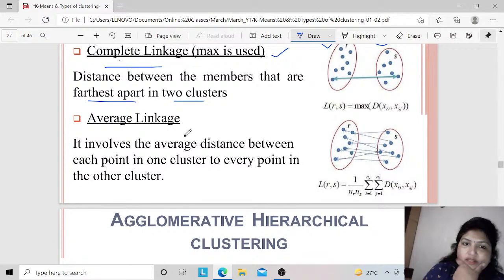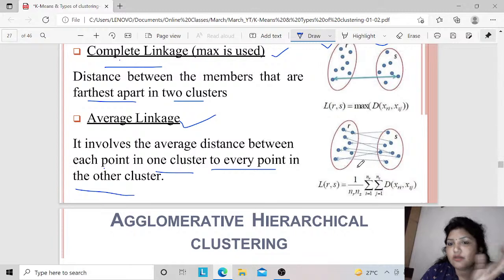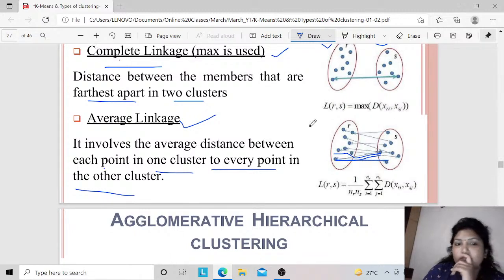And then another linkage would be the average method. It involves the average distance between each point in each cluster to every point in the other cluster. So we check the distance between the data points, and we calculate it with the other cluster also, like how this data point has a distance to this other one. This means you are relating each data point from each cluster to every data point from the other cluster, right? You have to combine both the clusters, right?